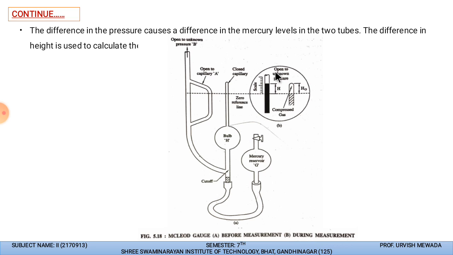Once the mercury level rises, it will trap the gases and form a pressure on the gases. Due to the inlet pressure that we need to measure, the mercury level rises, and the height of this mercury indicates the value of the unknown inserted pressure inside the McLeod gauge. So this is how the McLeod gauge works.